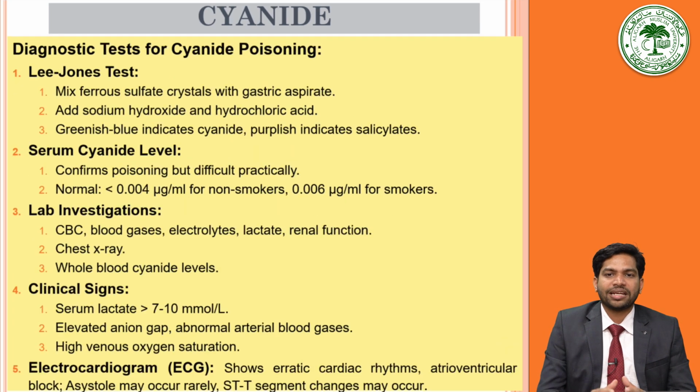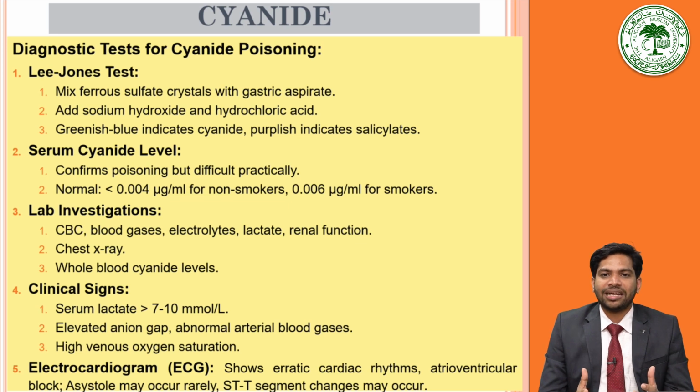Then the diagnostic test for cyanide poisoning includes the Lee-Jones test, that is, mix ferrous sulfate crystals with the gastric aspirate and add sodium hydroxide and hydrochloric acid. If it shows a greenish blue color, then it indicates cyanide. Purplish color indicates salicylate poisoning. This is the bedside test for cyanide and salicylate toxicity.